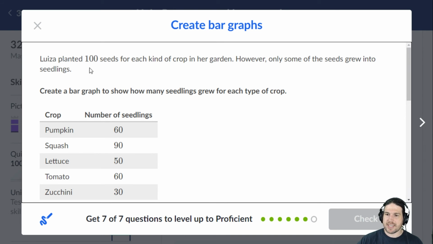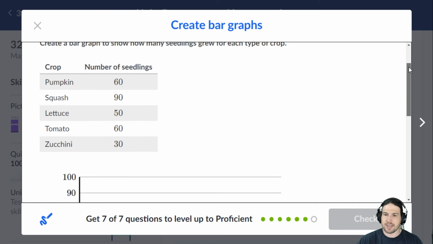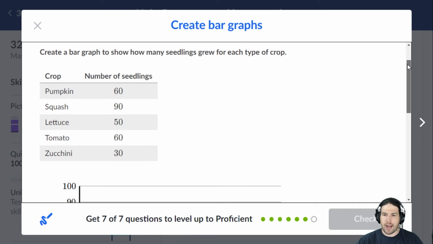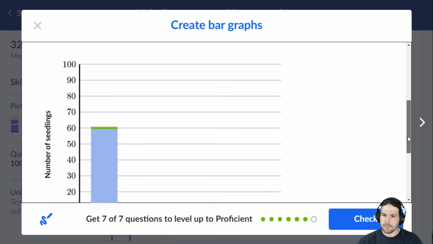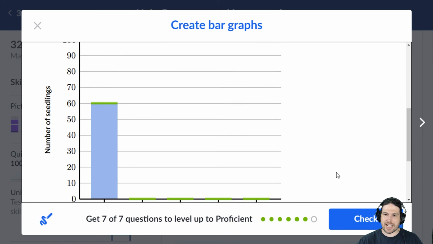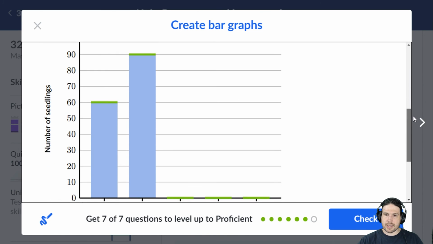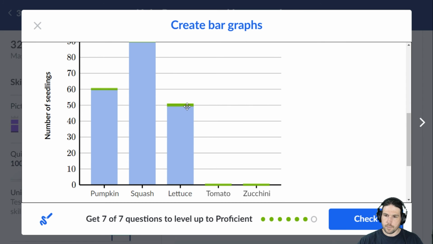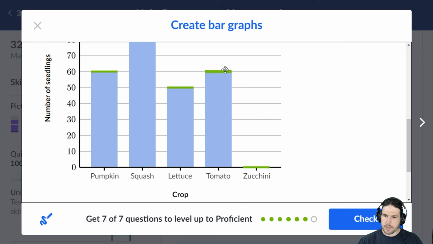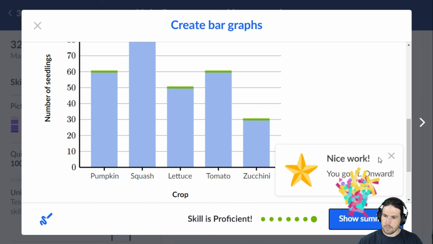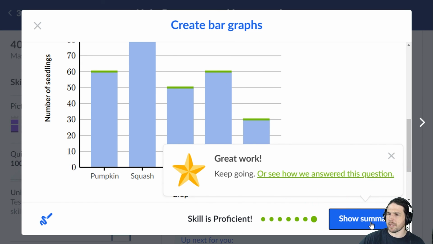Louisa planted 100 seeds for each kind of crop. Only some grew into seedlings. Make a bar graph. Okay, so pumpkin is 60. Boom. Squash is 90. Lettuce is 50. And then 60, 30. Boom. Bar graphs completed.